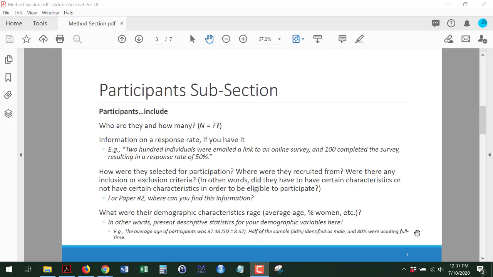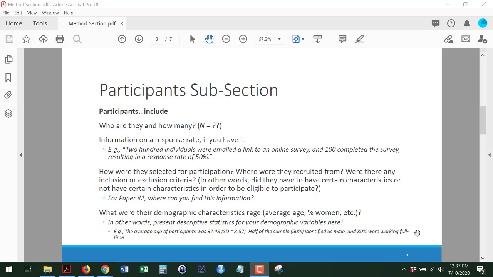So let's talk more about the participants subsection. This is your first subsection. This includes who your participants are and how many. In other words, you want to type the letter N, uppercase N, italicized, equals, and then put the number of participants in your study in there. It also includes information on your study response rate if you have it. So not all studies will be able to report a response rate, but if you can, you would report that.